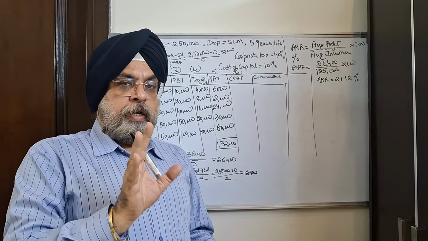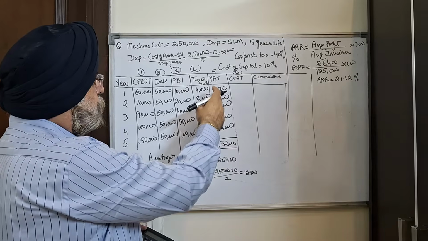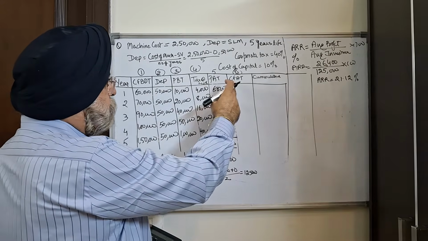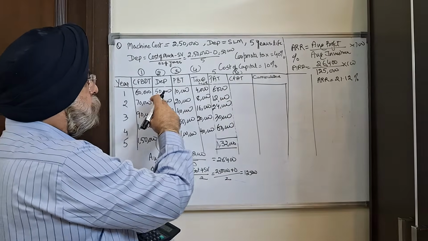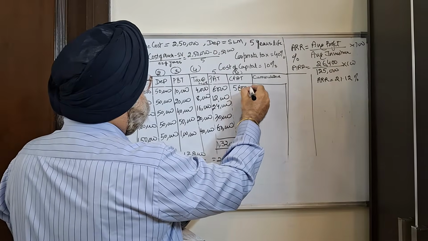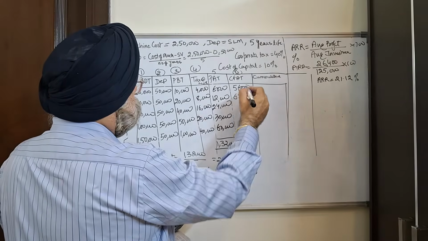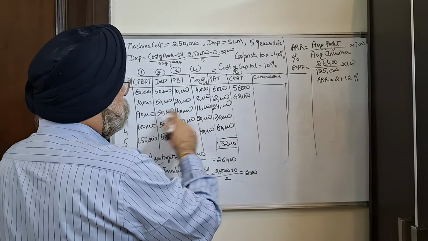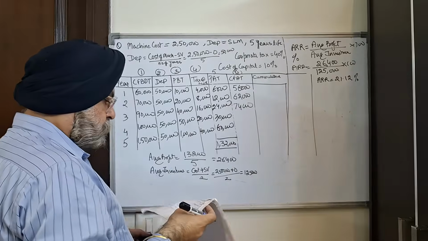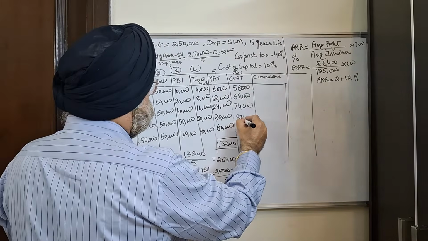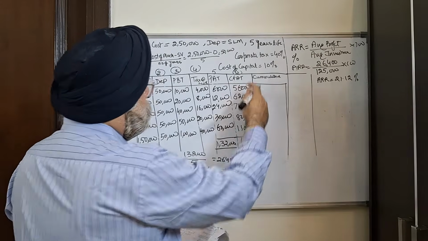So first, ARR is over. Now in this profit after tax, we will have to again add depreciation to get cash flow after tax. So 6,000 plus depreciation 50,000 amounts to 56,000. 12,000 plus 50,000 amounts to 62,000. 24,000 plus 50,000, 74,000. 30,000 plus 50,000 amounts to 80,000. 60,000 plus 50,000, 1,10,000. So these are our cash flows.